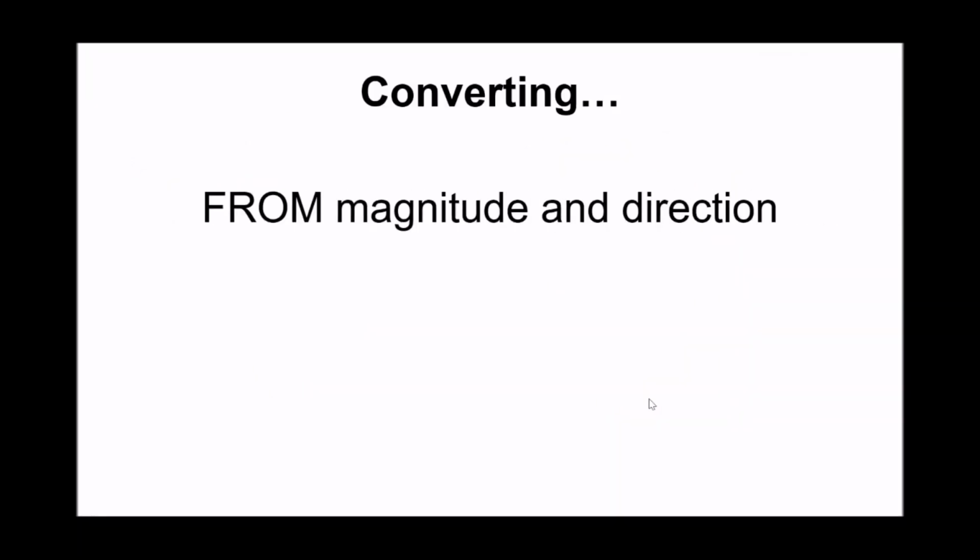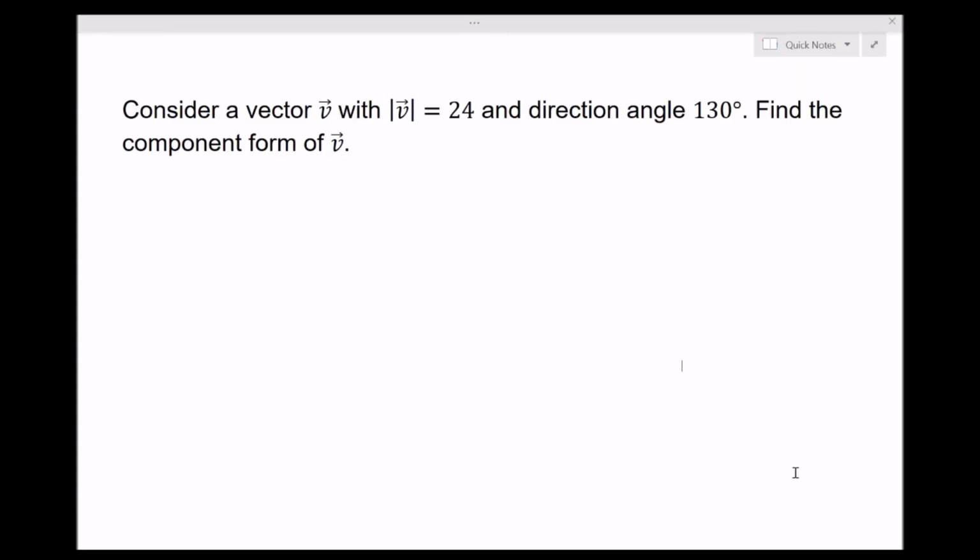Now let's convert the other way. So now let's take a vector where we know the magnitude and direction and try to figure out the components of that vector, right? Put it in component form. And I have to apologize. Earlier I said going the other way was easier, but I think you'll find that going this way is even easier as far as the steps go. So here's an example. It says, consider a vector v with, and remember what that means. Now I use double bars, but some people use single bars, and that means the magnitude. So vector v with magnitude 24 and direction angle 130 degrees. Find the component form of v.